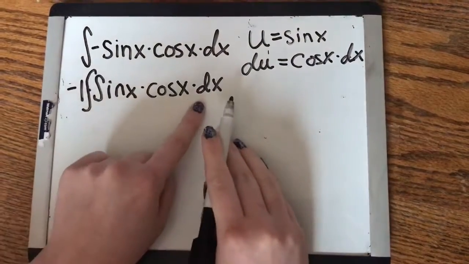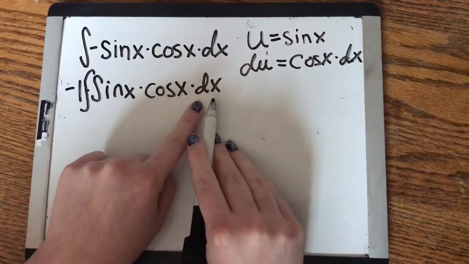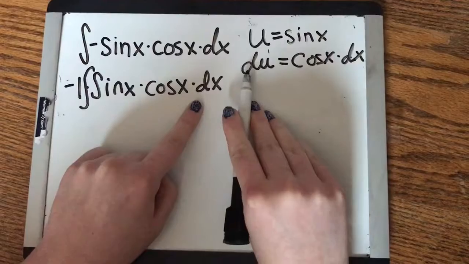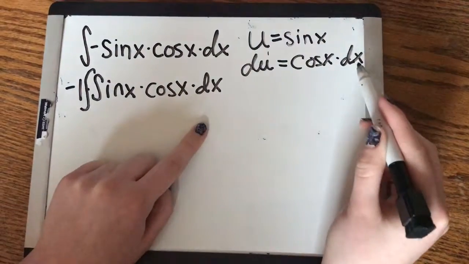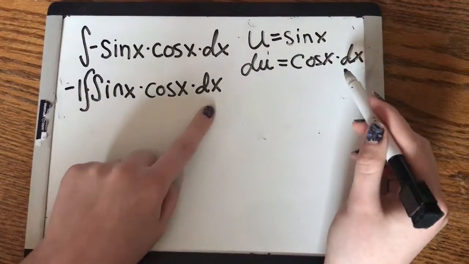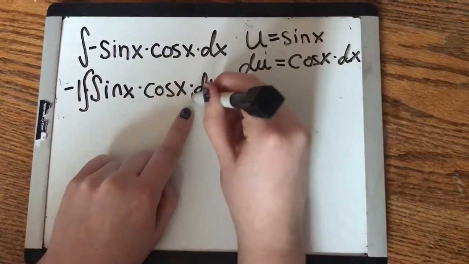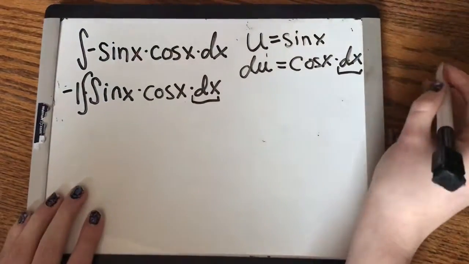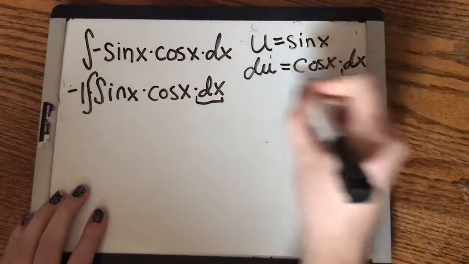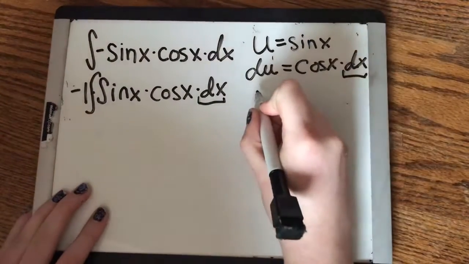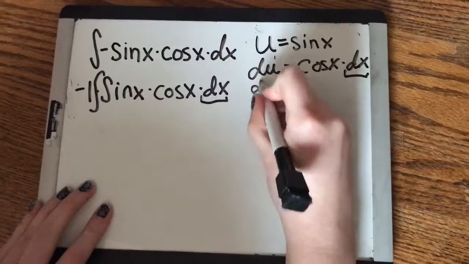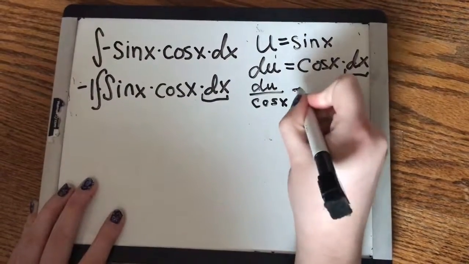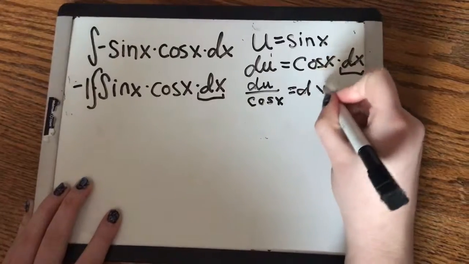And what I want to do is substitute that. Instead of having it with respect to x, I want it with respect to du. So with that, I'll solve for dx to substitute in for this part. I need to get this by itself. So with that, I'll divide both sides by cosine of x. So it will be du over cosine of x equals dx.